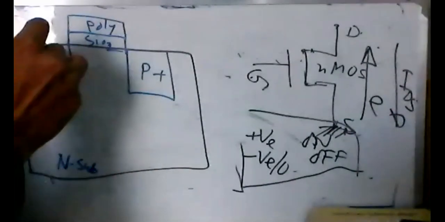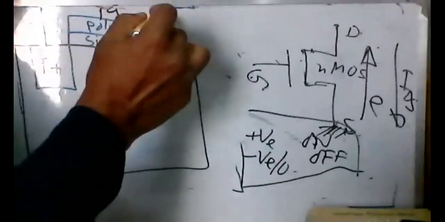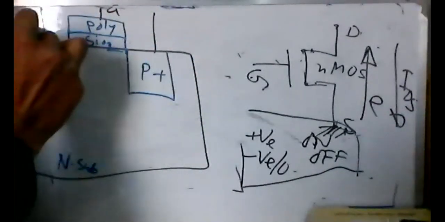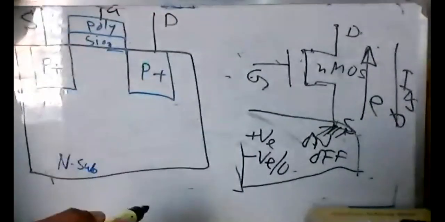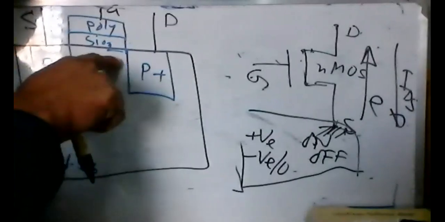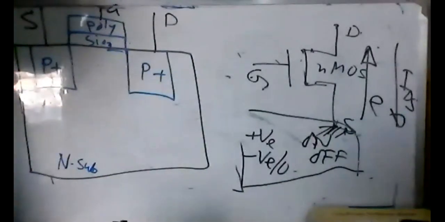And if so, then what happens to this? This is the gate. We don't know which one is source or drain. Now let's say this is the source and this is the drain again. So first we need to turn it on. We need to generate the channel. So how can we generate the channel? What kind of voltage should we apply at the gate?